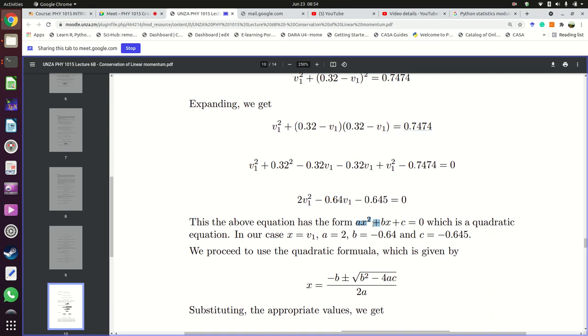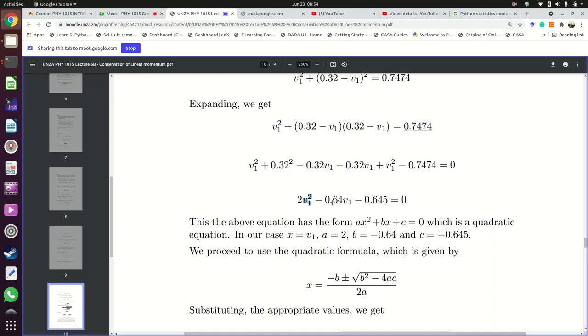Ax squared plus bx plus c equals zero. This which I've highlighted here is a quadratic equation. And why do I say it's a quadratic? It's a quadratic in terms of V1. So you have got 2 V1 squared minus 0.64 V1 minus 0.